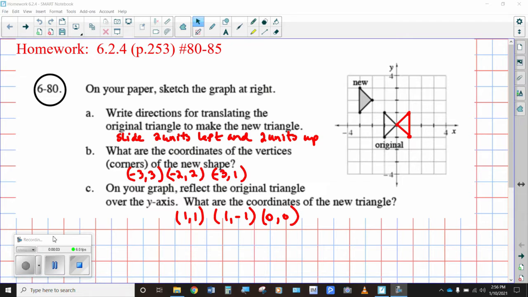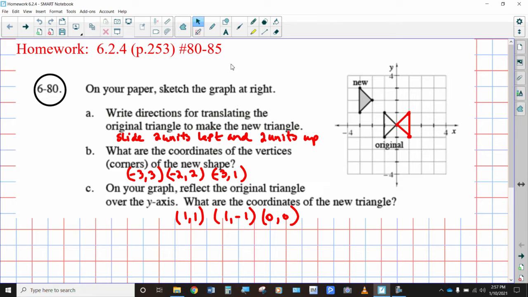Alrighty, let's take a look at our homework for lesson 6.2.4. Looking at problem number 80, it says on your paper, sketch the graph with the right. Okay, so it says write directions for translating the original triangle to make the new one. So here was the original, here's the new. The fact that it's not being reoriented means all we have to do is a translation.